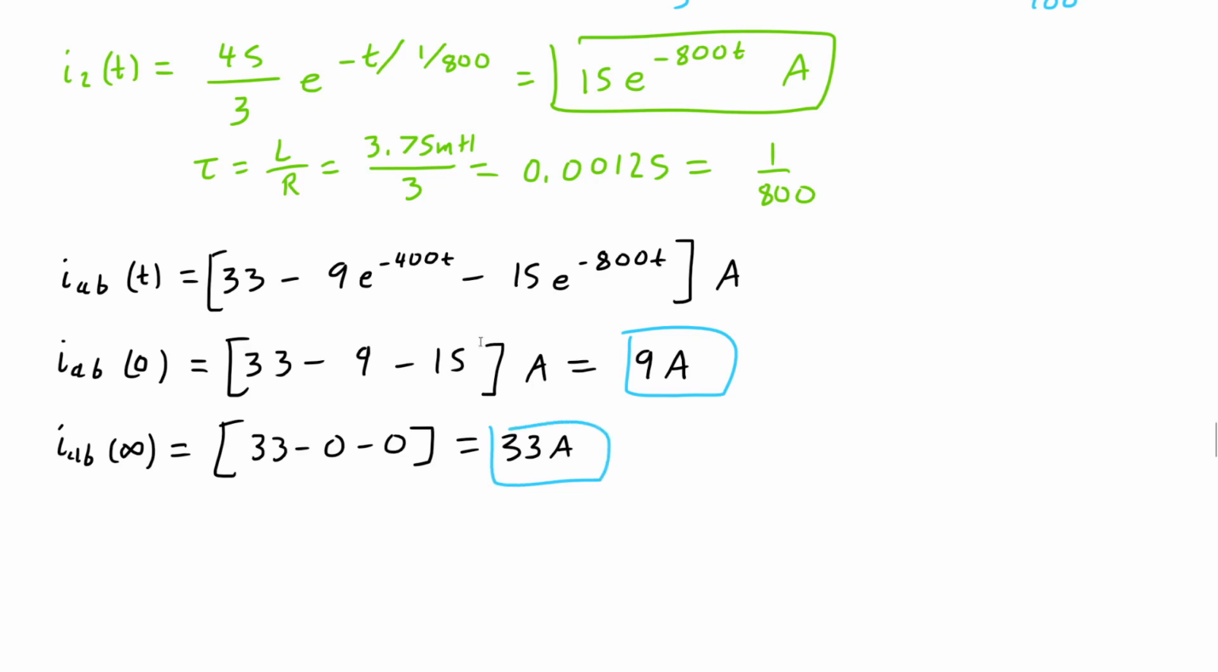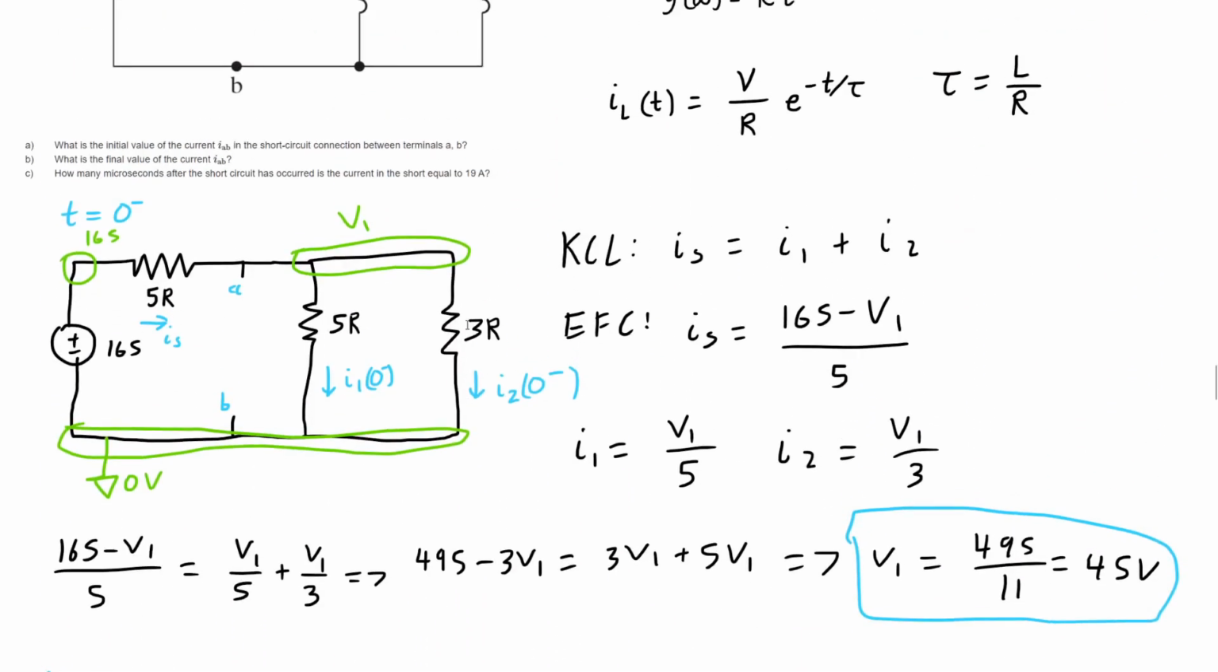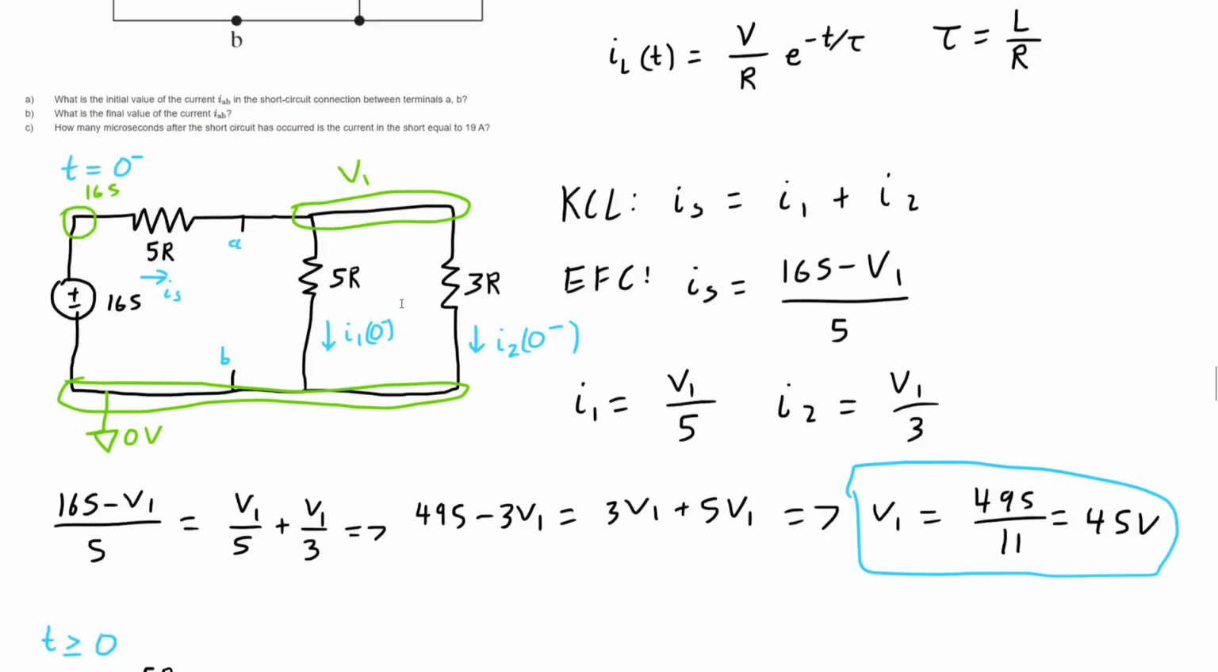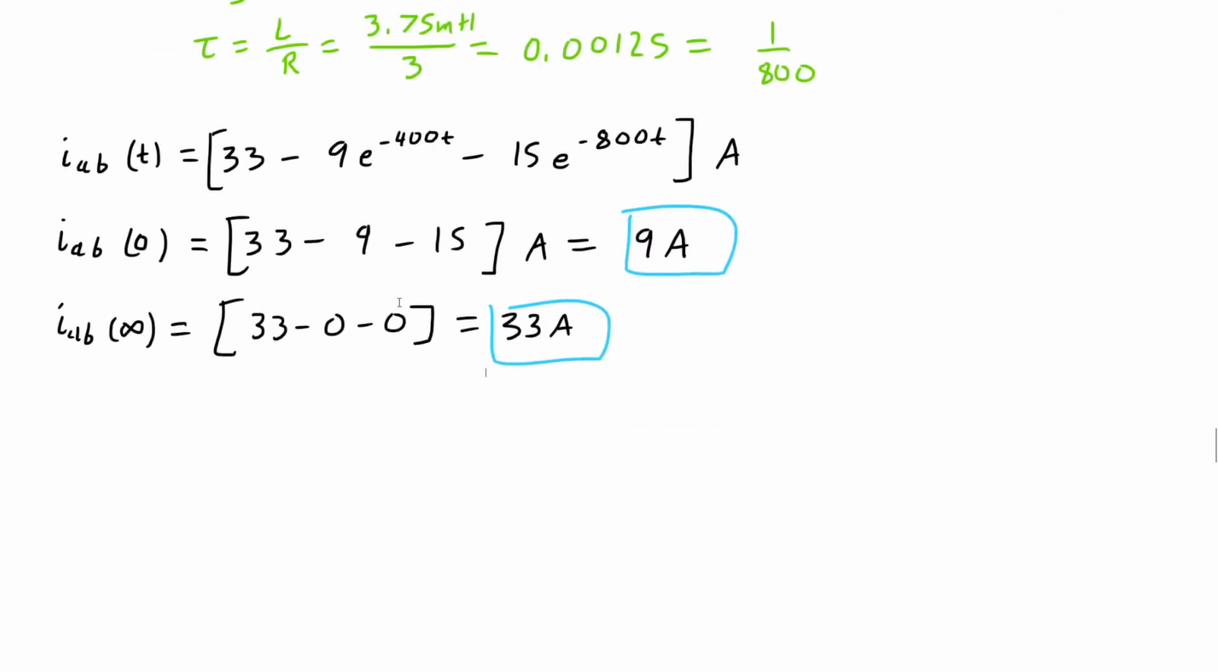All right. So now we have to find, I think, 19. Yeah. How many microseconds after the short circuit has occurred is the current in the short equal to 19 amps? Well, to do that, we're just going to set IAB to equal 19, and we're going to solve for t. So 33 minus 9 e to the minus 400t minus 15 e to the minus 800t.